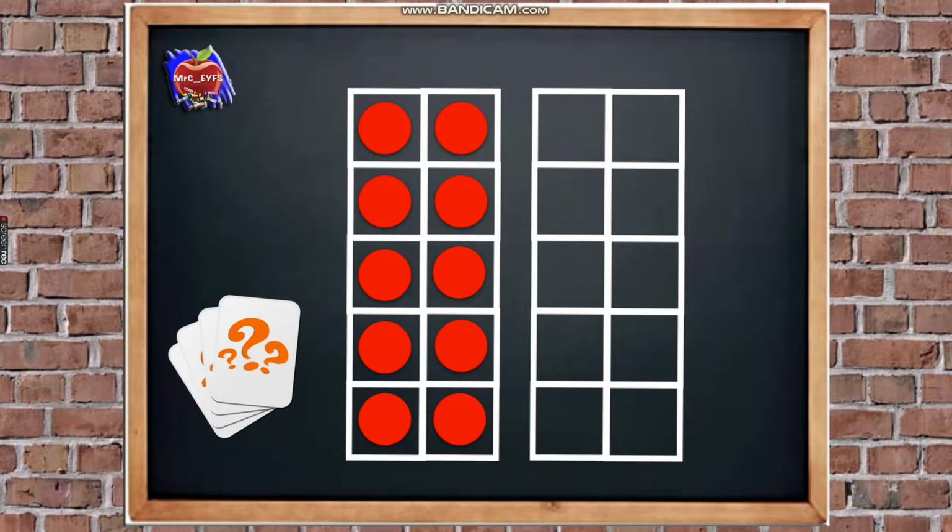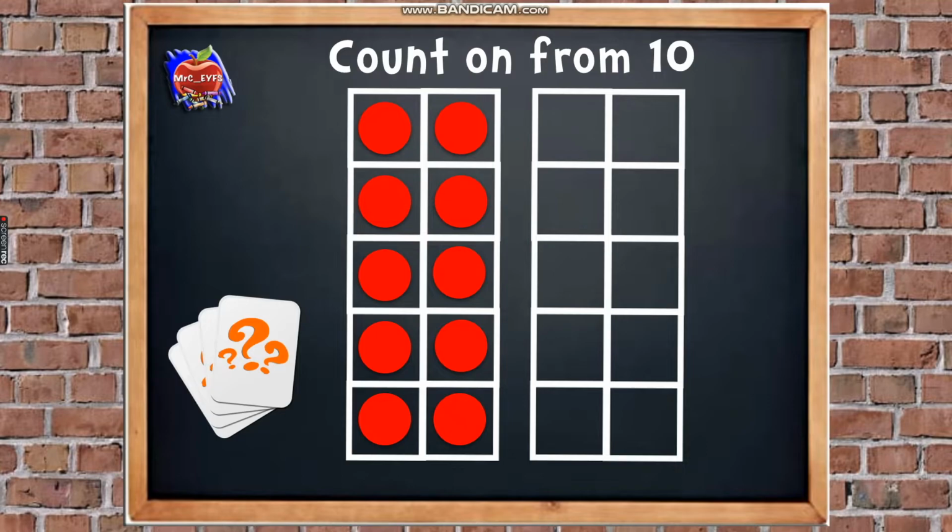All right, so I'm going to give you a quick demonstration now. I've got my 10 counters there already. So we're going to count on from 10 for this one. You ready? Right. There are my special cards. They're all muddled up. So let's pick one. All right, 6. What I'm going to do, I'm going to get 6 counters and I'm going to put them to the side. There's my 6 counters.